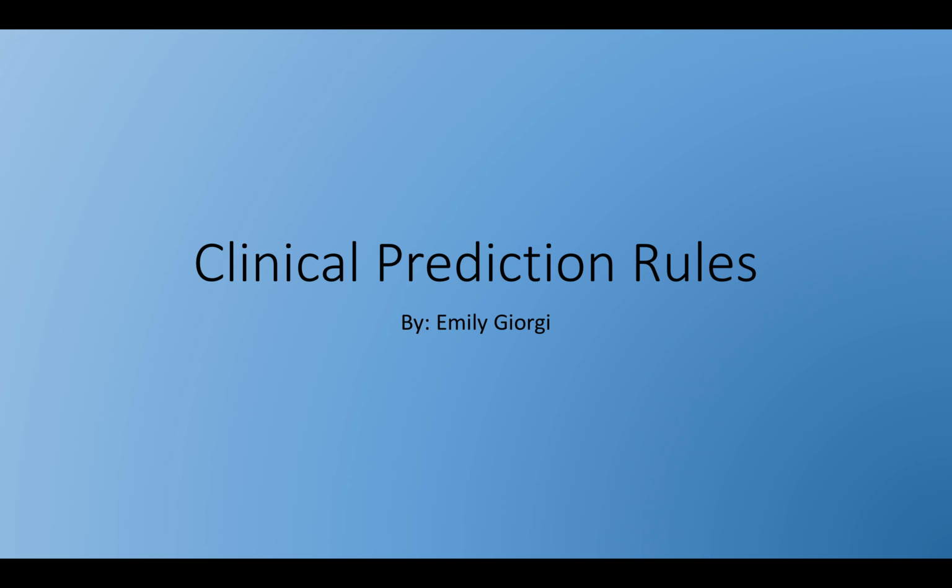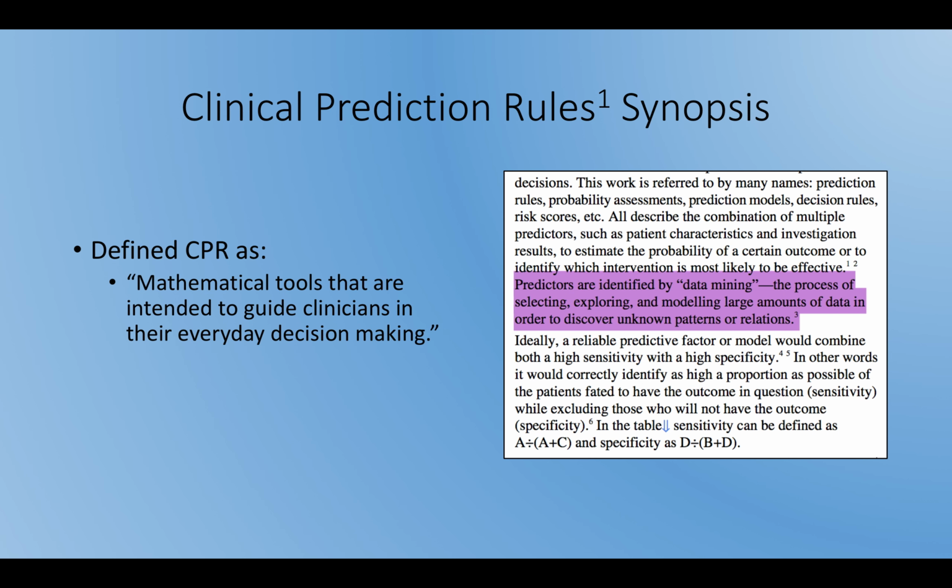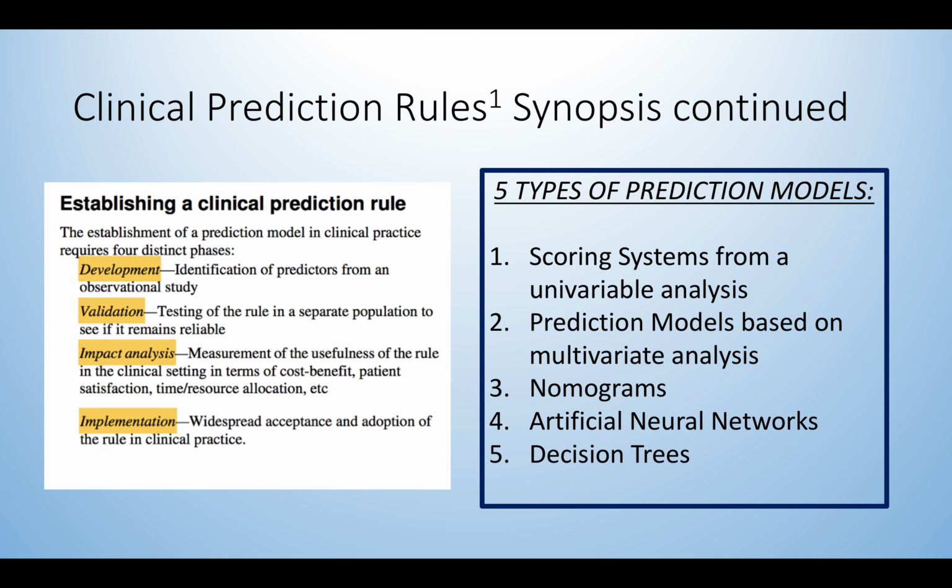Hi, my name's Emily Giorgi, and I'm going to be discussing clinical prediction rules. First, we read an article written by Adams entitled Clinical Prediction Rules, and he defined a clinical prediction rule, from here on out known as a CPR, as mathematical tools that are intended to guide clinicians in their everyday decision making, just to make life a little easier, because clinicians have a pretty chaotic and hectic and challenging life on a day-to-day basis as it is, so CPRs are just one way to help with that.